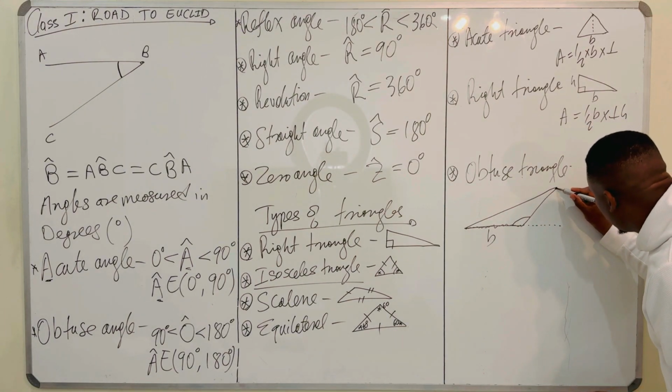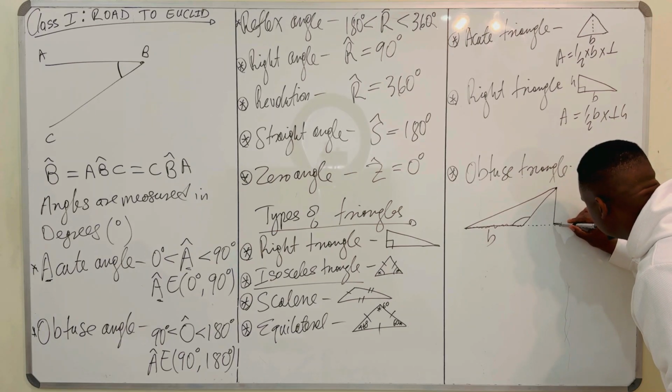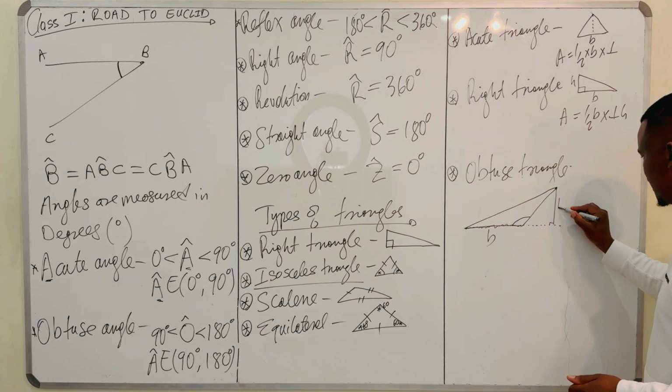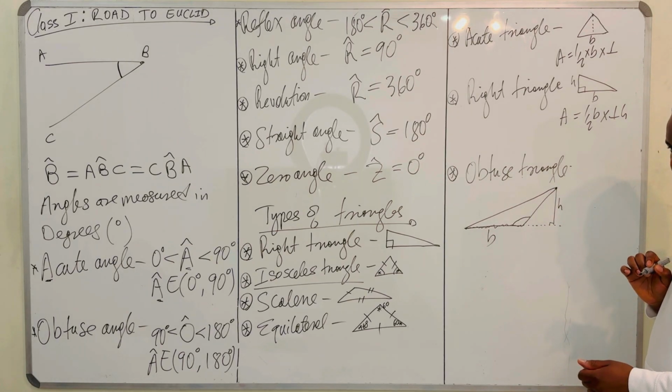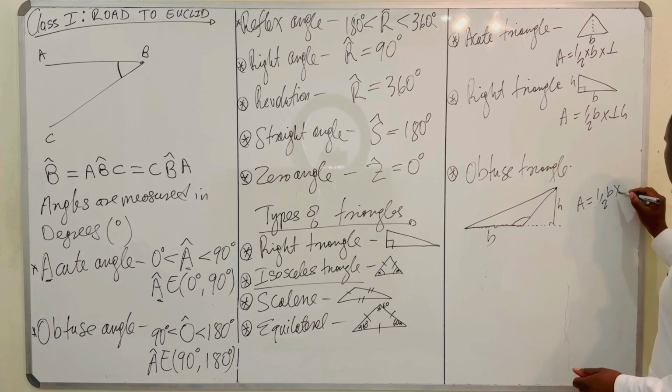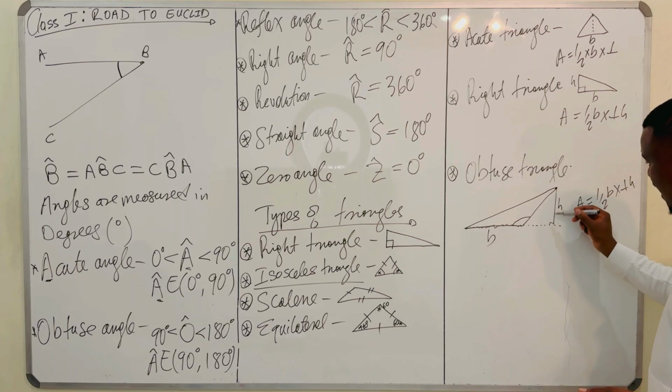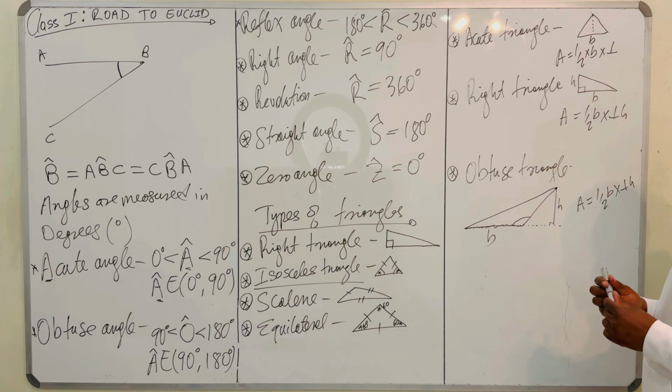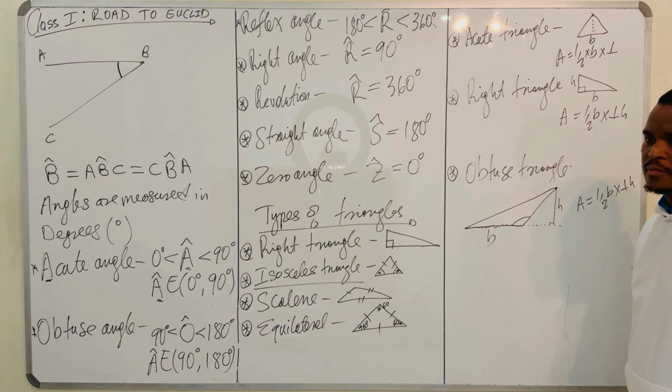So, in order to see the height, you must imagine that the base continues straight on. Is this height over here? This height over here. Are you happy? Yes. So your area is equal to half base times the perpendicular height. This will be your height if you have an obtuse triangle. Are you guys following? Yes. That's how to do this.